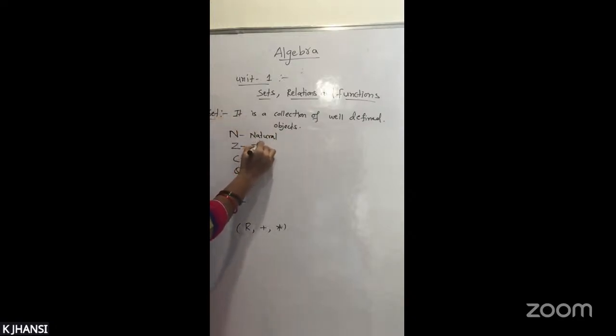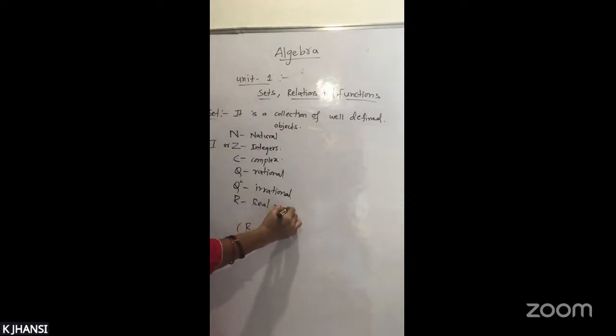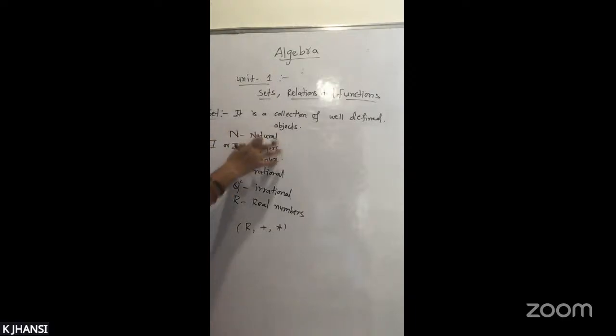These are integers, so Z, or capital I, we will write. In some cases you may see capital I also. C is the complex numbers. Next, Q is the rational numbers. Next, Q complement is the irrational numbers. R is for real numbers. So almost in the third semester you have seen we dealt with only real numbers, that is capital R. So these standard notations of sets are very important.